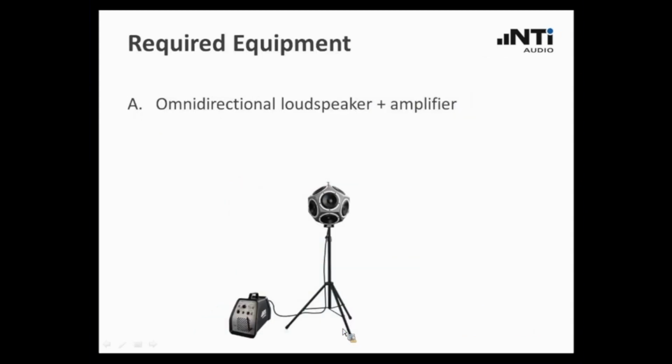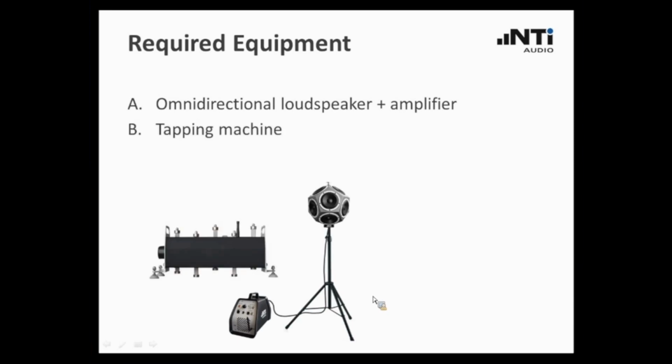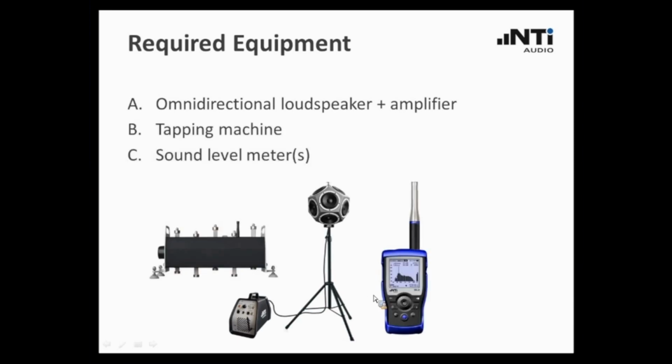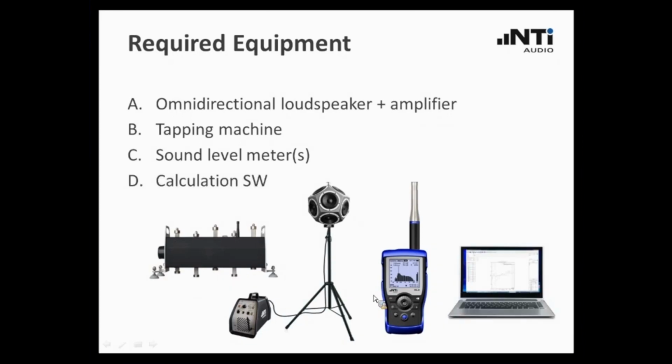What do we need as equipment for these measurements? First of all, we need an omnidirectional loudspeaker with amplifier. We need a tapping machine for the impact noise measurements. We need, of course, a sound level meter or even several ones. We will come back to that issue later. And we need a software that allows us to calculate the results from the various measurement data that we are acquiring.